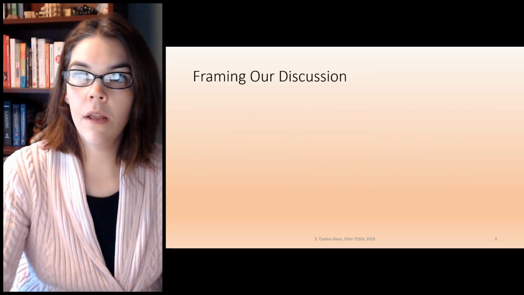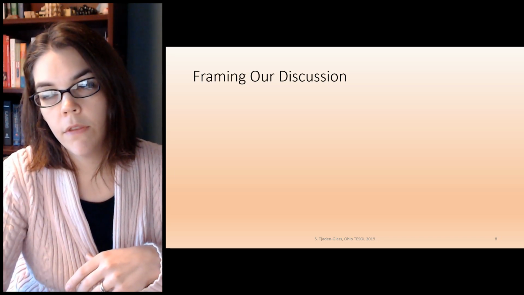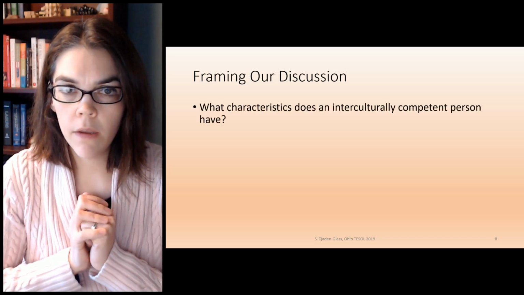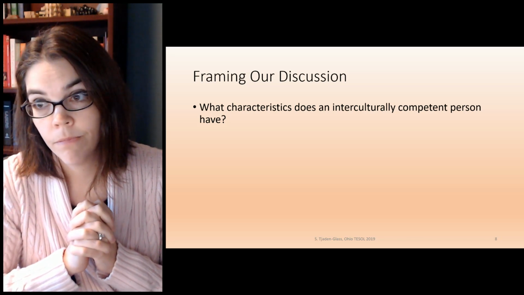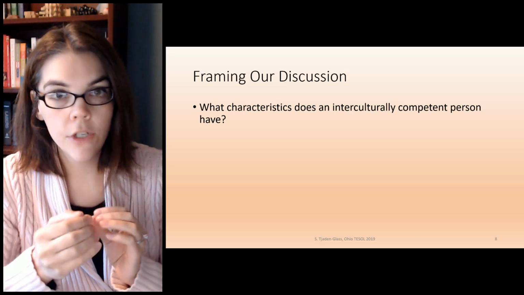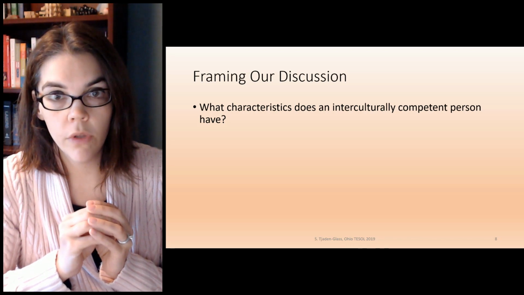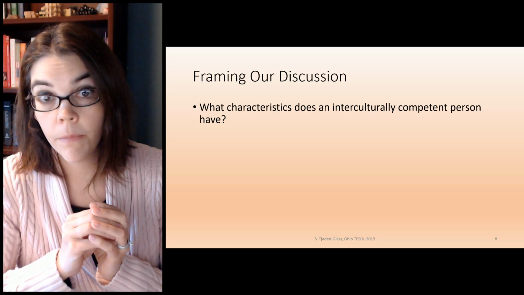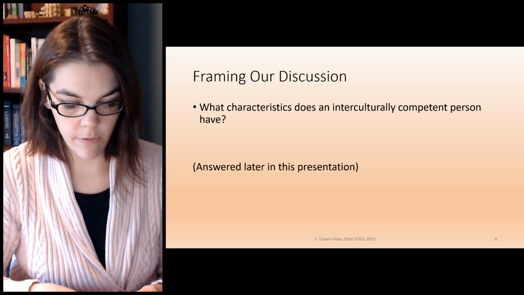And moving on, again, in terms of framing our discussion and making sure that we have the same terms for talking about things, I want you to think about what characteristics you think an interculturally competent person has. And take a minute and write those on your paper. If you're not going to write, then I actually want you to pause and think about this. If somebody said this person's interculturally competent, what does that look like? What behaviors does that person have? What do they do? And that I will answer later in this presentation.